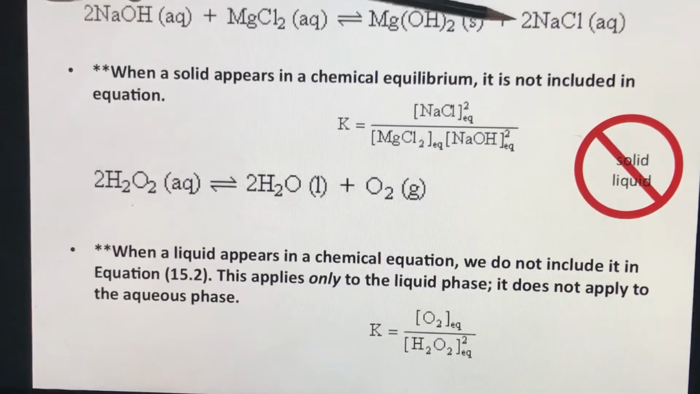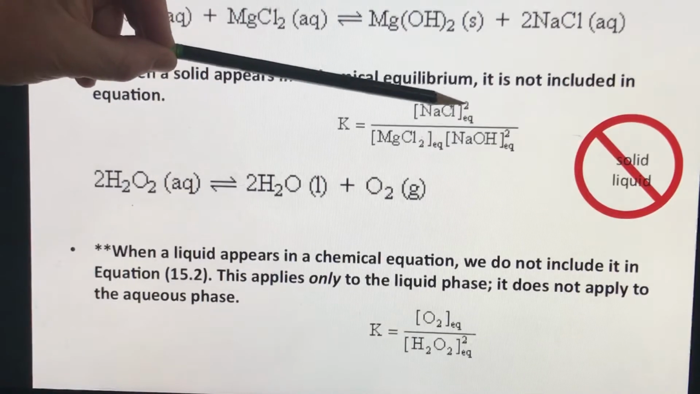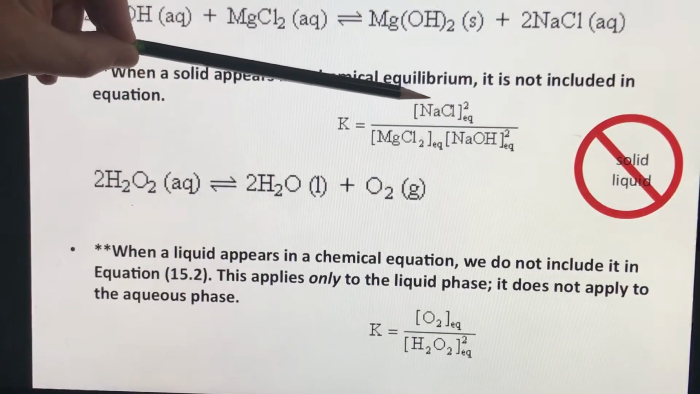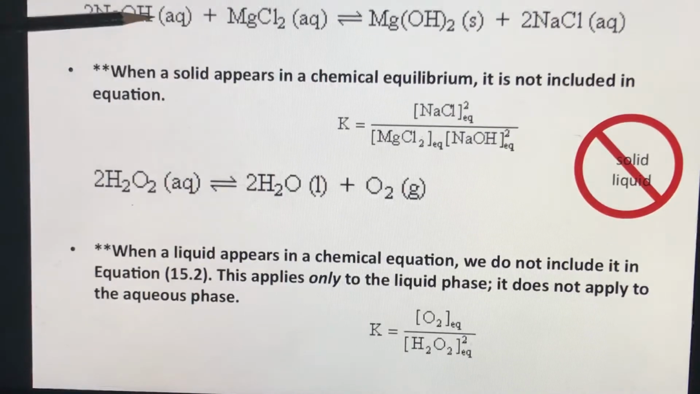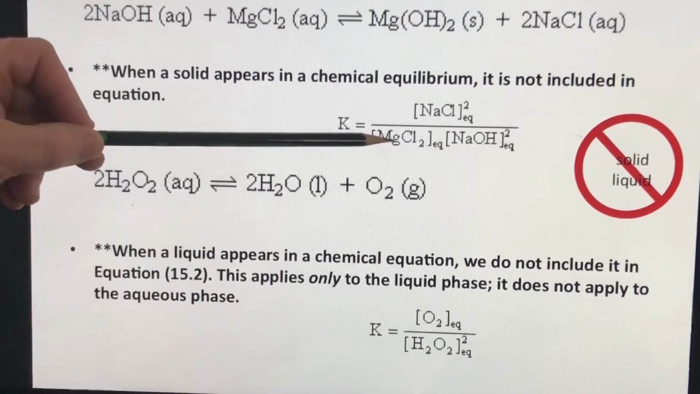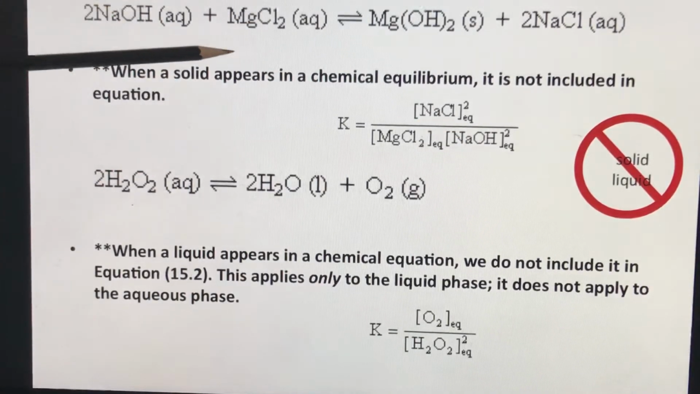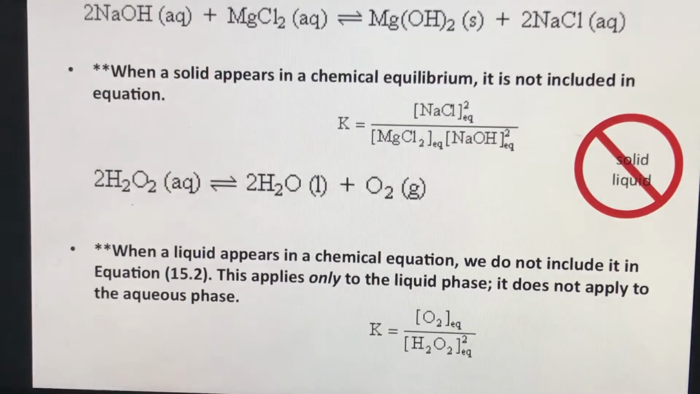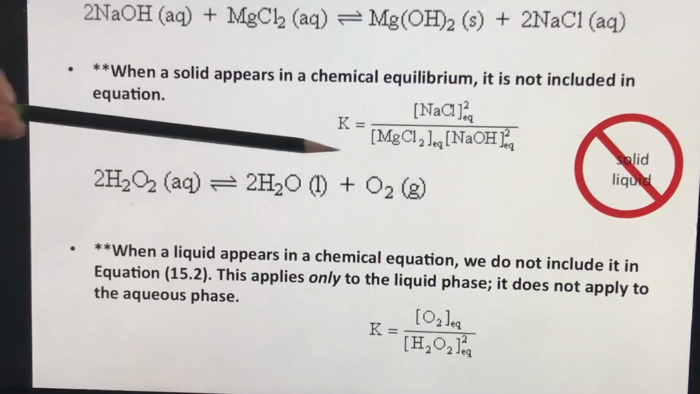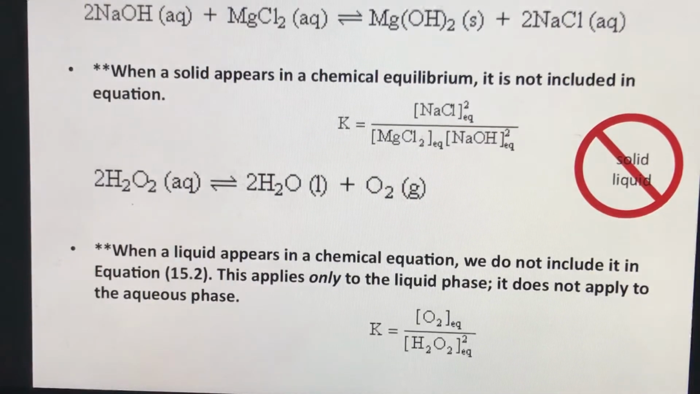And once again, we look at the stoichiometric coefficient, the 2. That's the exponent that is used to raise this concentration to. And then for the denominator, we'll be using the magnesium chloride of the reactant and the sodium hydroxide. They're both in the aqueous phase. And once again, you check the stoichiometric coefficient, and that's going to be your exponent in that equation.